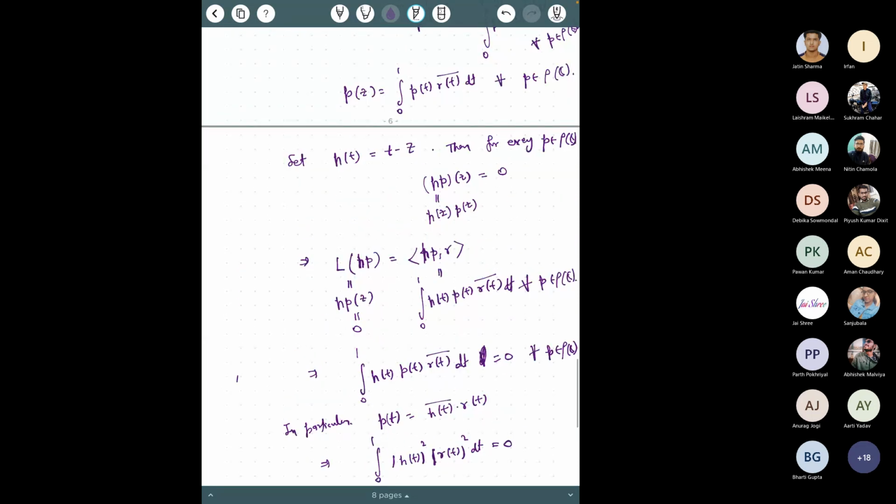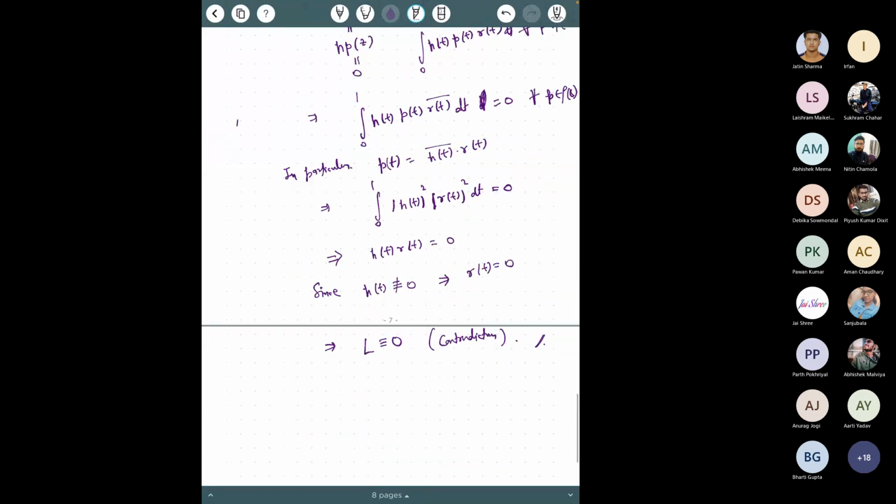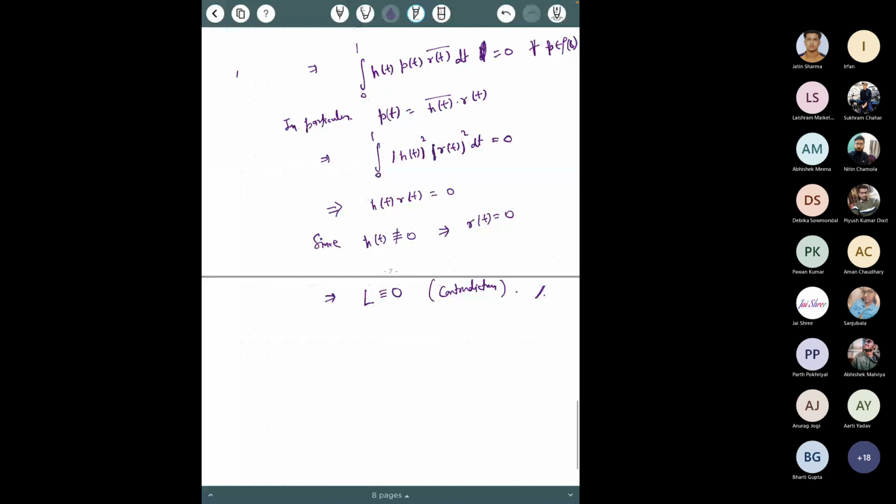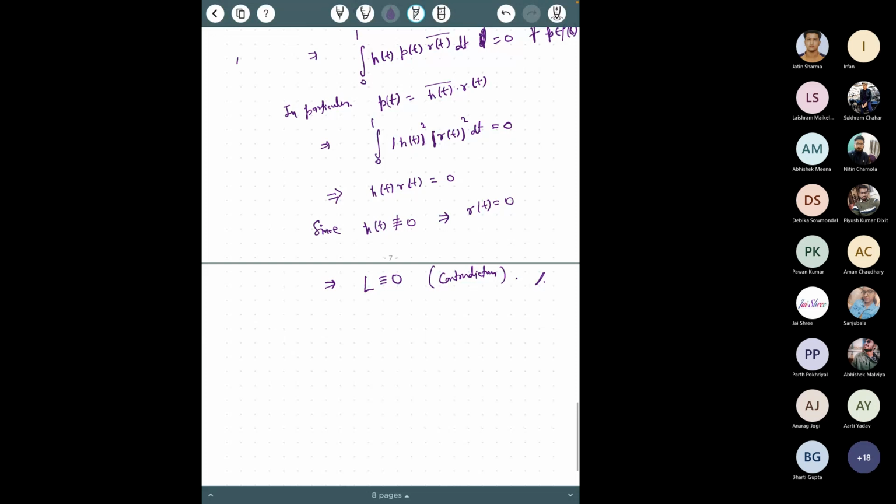RT will be 0 at all points T other than Z, it will be 0 everywhere except Z, right? Since R is a continuous function, because of the continuity of R, this RT has to be 0 at every point.